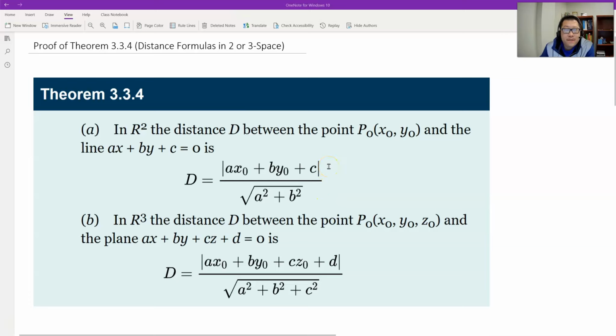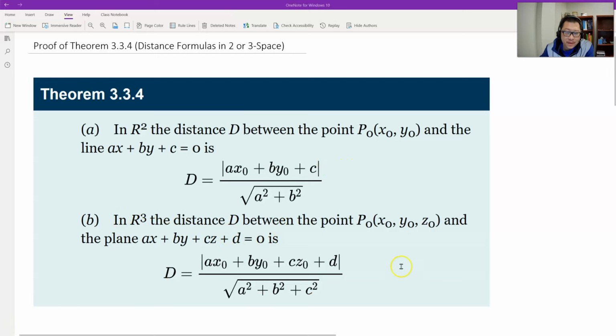I will introduce a different approach, in linear algebra. We can use the vector. We can take advantage of the vectors or orthogonal projection we learned before.